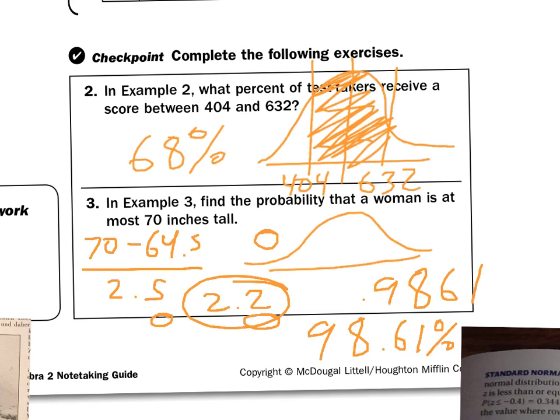That means if I'm out looking for a woman and I find one, what's the chance that she's going to be less than 70 inches tall? Pretty good. What's the chance she's going to be more than 70 inches tall? That's the other question. Well, pretty low. 1 minus 0.9861 is going to give me the more than. All right, good luck. Thank you, guys.